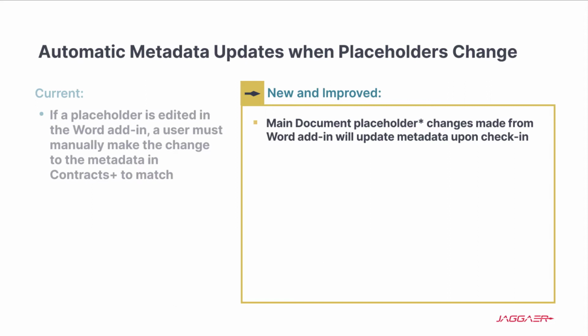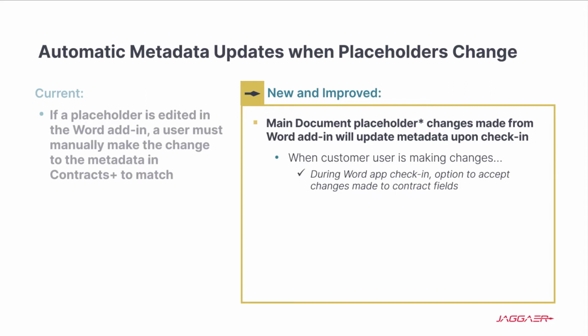Now, this feature can be used in two ways. The first being with changes that you, the customer, make to the contract from the Word add-in. So if a contract manager, for example, has made some changes to placeholder values while editing in Word, then when they go to check the contract in to Contracts Plus, they'll see the option to accept any changes that have been made to contract fields, thereby confirming the changes to the placeholder values. They'll see those values update immediately on the contract back in Contracts Plus.